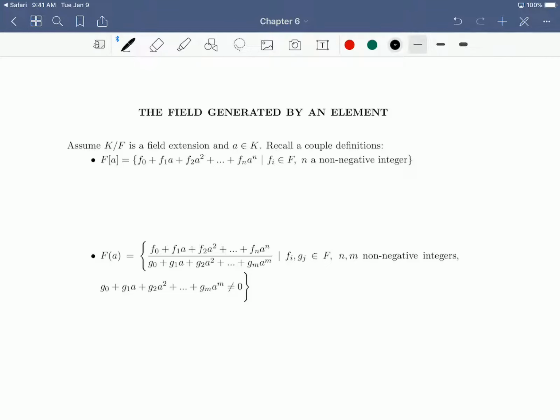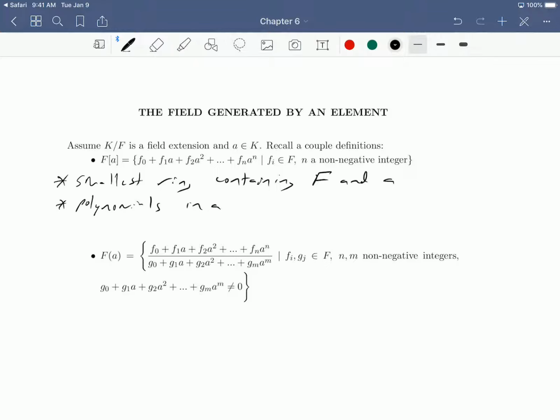So F adjoin A with the square brackets was the smallest ring that contained both F and little a. So it was a ring in between F and K. F was a small field, K is the big field. F adjoin A is a ring in between the two. It contains both the whole field F along with A, and it's this set of polynomials in A, it's sometimes called. So they're structured like polynomials, but with A in place of a variable. So this element from K in place of a variable.